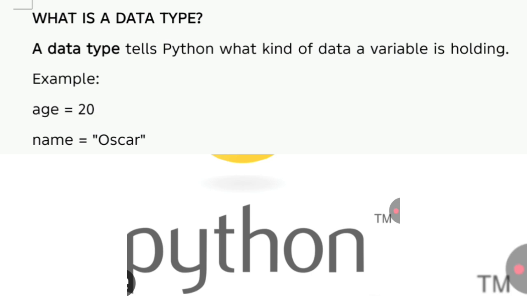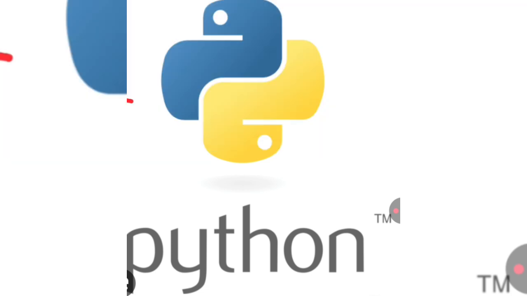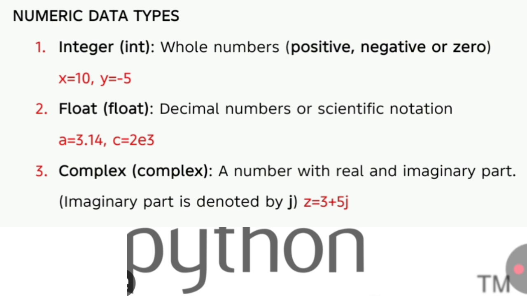Now let's talk about the types of data types which are found in Python. In Python, we have numeric data types. For example, we have integer, float, and complex. Let's discuss the difference among them.